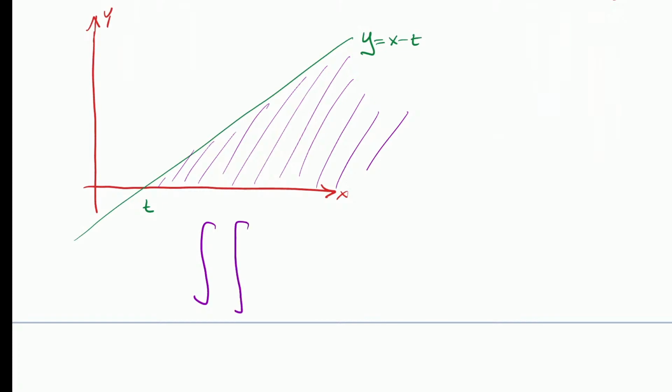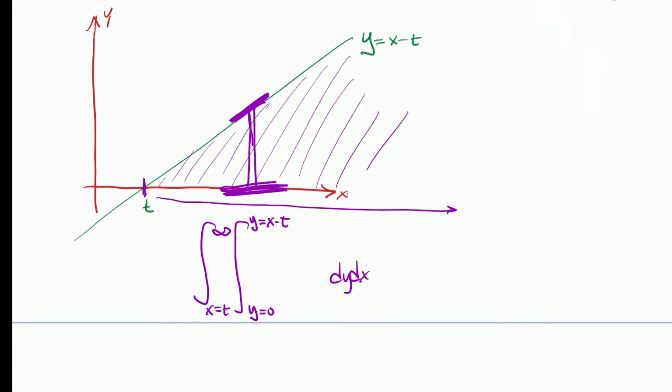So let's see, x, dx, dy, dx. Let me get rid of the extra d. Okay, so I'm going to draw my little rectangle like this. Notice that the y values start at 0, end at x minus t. It goes from 0 to y equals x minus t. X goes from t to infinity because you're starting here and you're going, well, it could take forever.